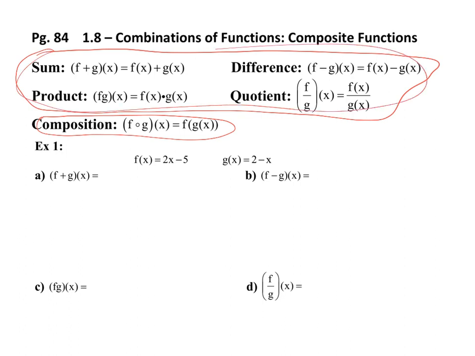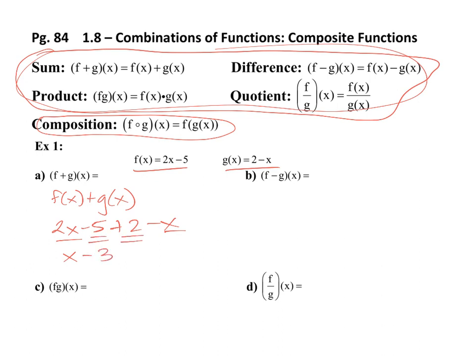Okay, so f plus g of x is the same thing as f of x plus g of x. They already gave me the functions here. So I have 2x minus 5 plus 2 minus x. Combining like terms, I have x and negative 3. So x minus 3. That's all there is to it. Done with that one.